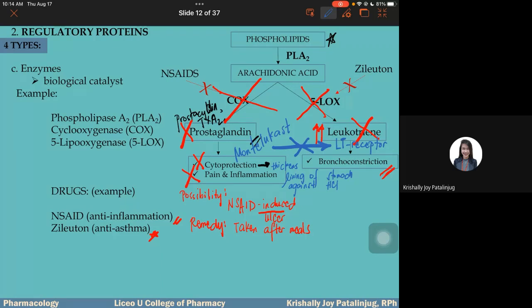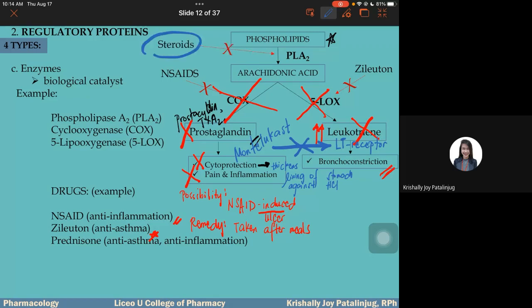So yung action niya, it's not inhibiting the 5-LOX, the enzyme, but it blocks the receptor kung saan nagbabind yung leukotriene. So that's the action of montelukast. Yes, it's a leukotriene antagonist receptor. Very good. Okay. And then for phospholipase A2, we have drugs that could inhibit or block that.